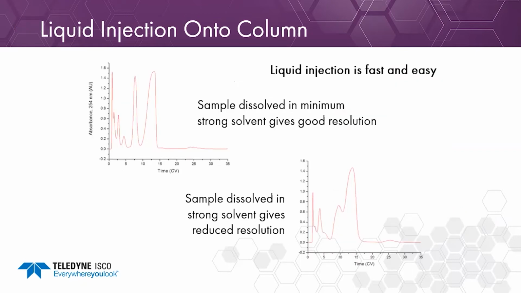Here's some examples of liquid injection onto the column. You can see we dissolve it in the minimum amount of strong solvent. We get good resolution, baseline resolution between the peaks. And then as we increase the strong solvent doing the liquid injection, you can barely see that there's 2 peaks there, and there's coelution.